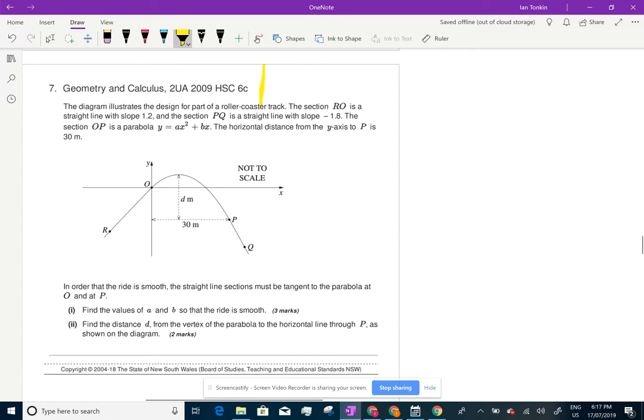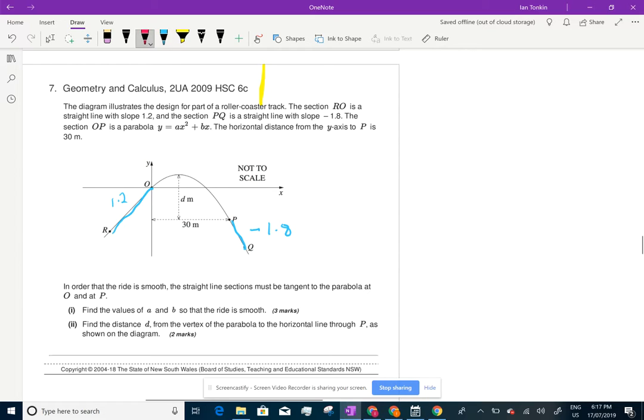So let's read it. The diagram illustrates the design for a roller coaster. The section RO is a straight line. Okay, so this is a straight line. It has a gradient with a slope of 1.2. Oh, beautiful. The section PQ is also a straight line with a slope of negative 1.8.